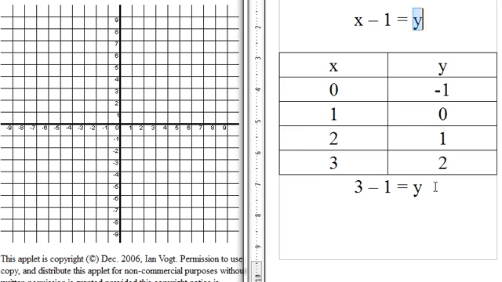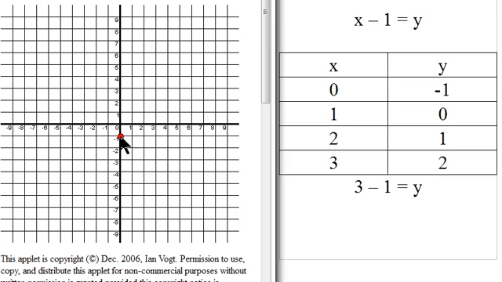So let's graph these values. 0, negative 1, that's over 0, down 1, so it's right there on the graph. 1, 0 is going to be right 1 and up 0, right there on the graph. 2, 1 is going to be right 2 and up 1, right there on the graph. And then 3, 2, that's right 3, up 2, should be right there on the graph.